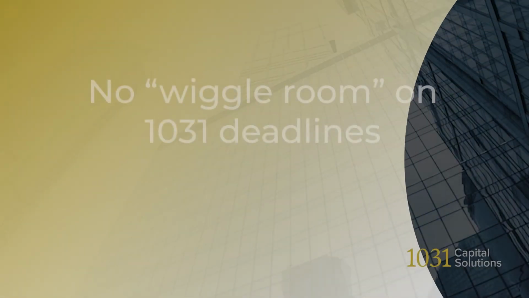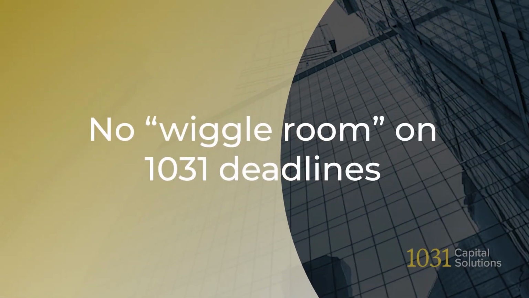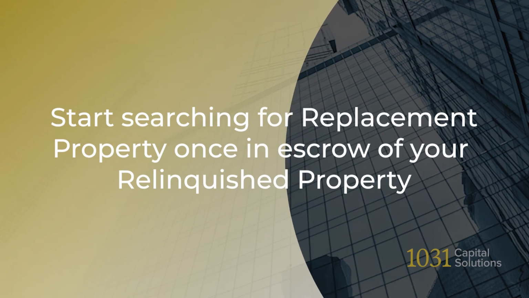I should note that both the 45 and 180-day deadlines can be extended by executive order in the event of a disaster. Otherwise, there's no forgiveness and no extension from the IRS regarding these deadlines. Therefore, it may be a good idea for investors to start looking for their replacement properties while their relinquished properties are still in escrow. If you follow these basic rules and deadlines, you can defer your taxes and reinvest your sales proceeds in a portfolio of replacement properties with the potential to change your lifestyle as a landlord.